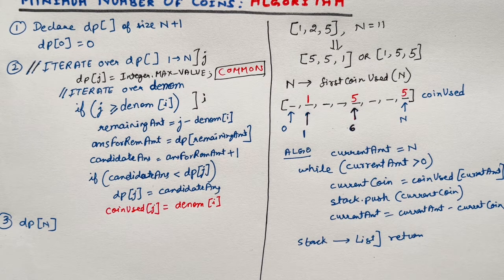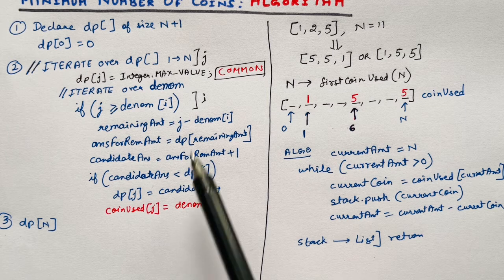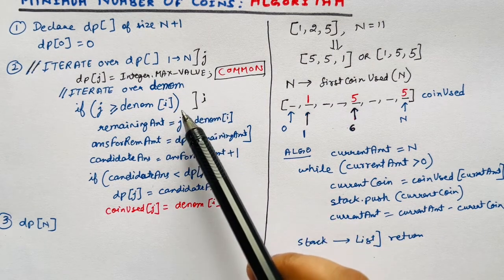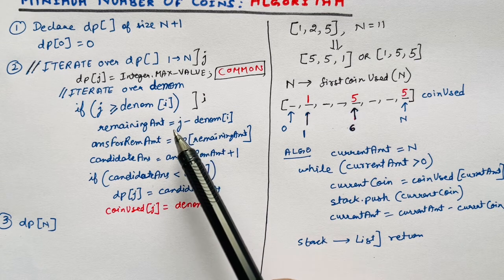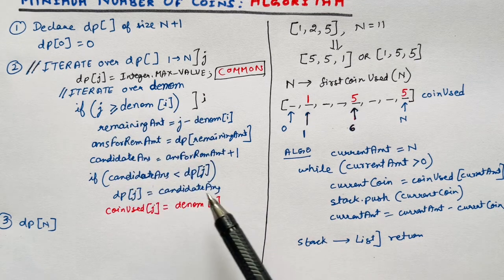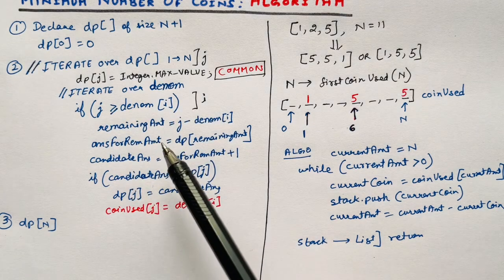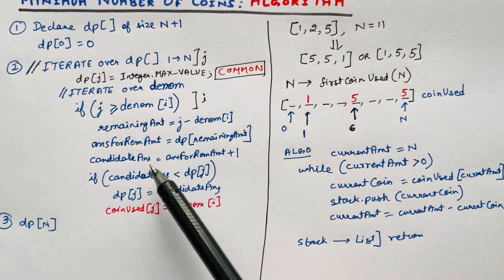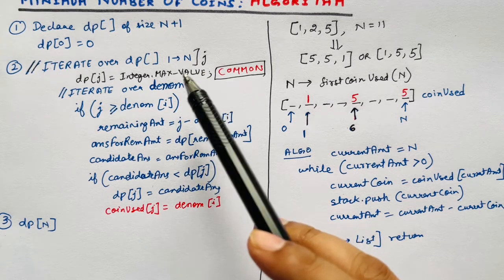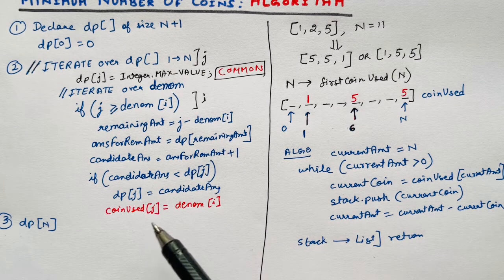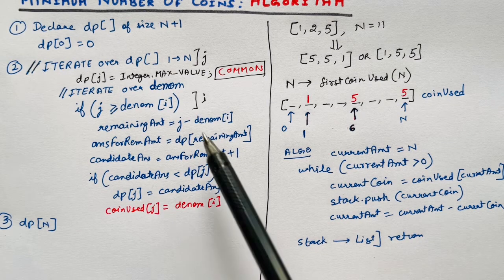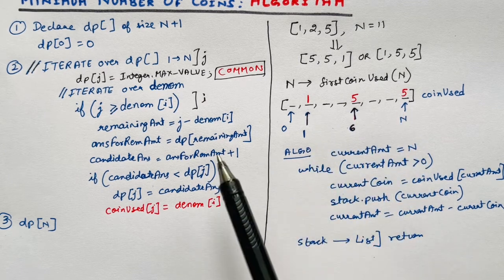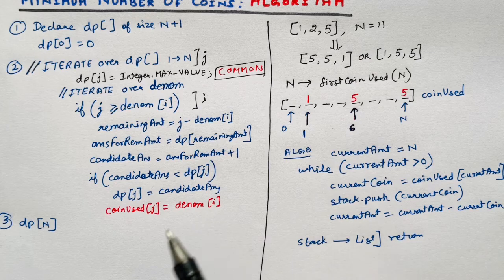Now what is the time complexity here? The time complexity here is big O of n multiplied by the size of denominations, if the denominations and size of denominations also vary with every input. But if they are constant, then our time complexity will be big O of n. And our space complexity will also be big O of n, because we are using two one-dimensional arrays of size n plus 1.